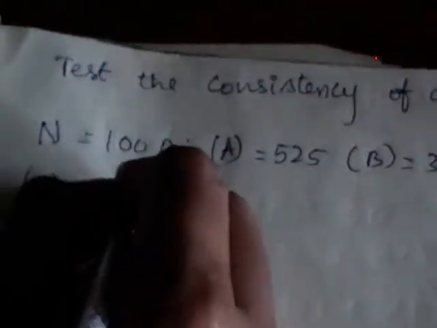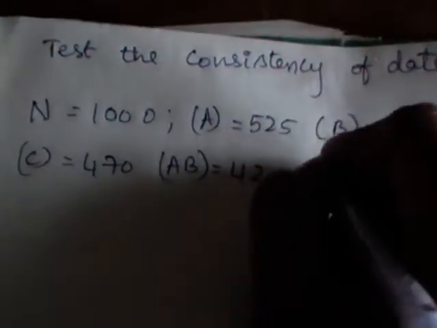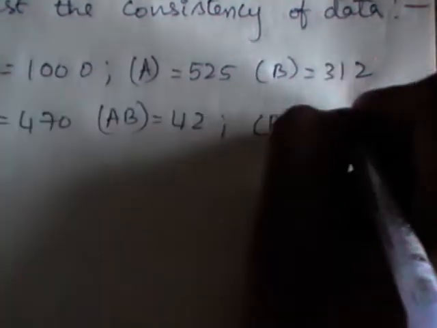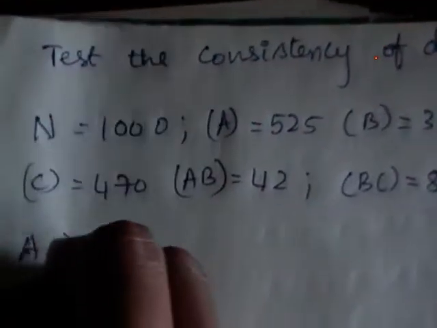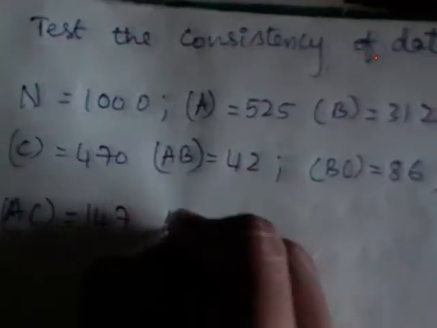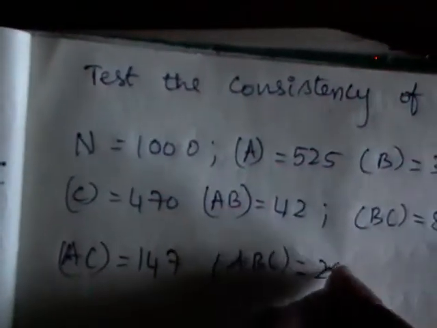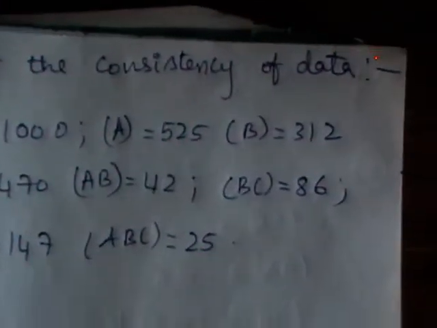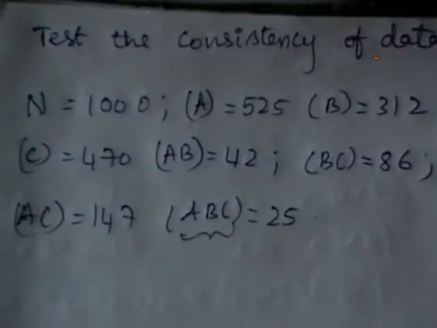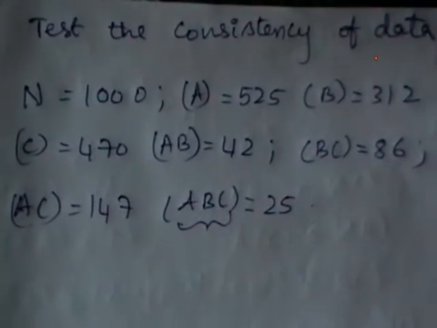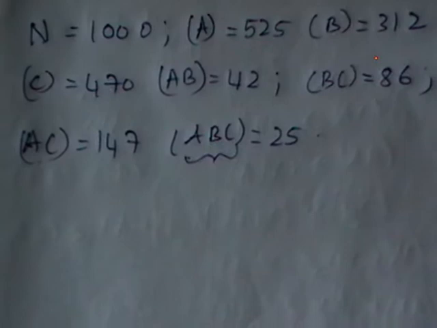So you are given n, bracket A as 525. This is the data given to you. You should check the consistency of the data. As you have third order frequencies, you can conclude that it is a problem based on the second case, when there are 3 attributes.